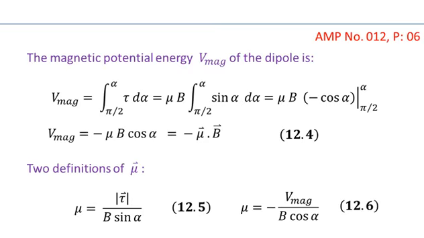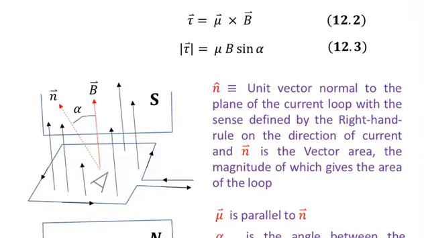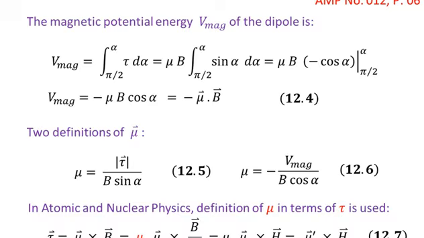Now there are two definitions of mu. One is mu equal to mod of tau divided by B sine alpha, which we obtained from equation number 3. This is one definition of mu. And the second definition of mu can be obtained from equation number 4, that is mu equal to minus V mag over B cos of alpha. So these are the two definitions of the magnetic dipole moment of the electron or of the atom.